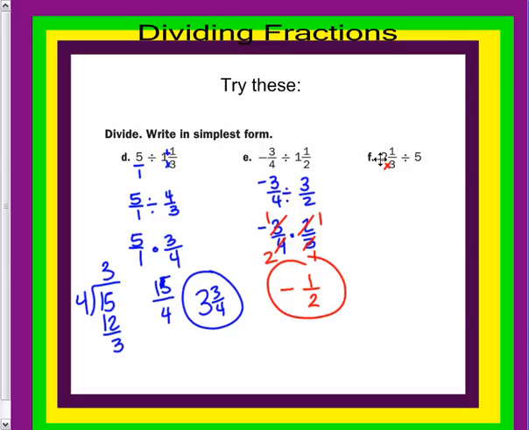Okay, over here, 3 times 2 is 6, plus 1 is 7, so 7/3 divided by 5 over 1. Okay, so 7/3 times 1/5. I can't simplify anything. Can't simplify here, here, here, or here. So 7 times 1 is 7, 3 times 5 is 15. There's no negatives, so it's just a positive.